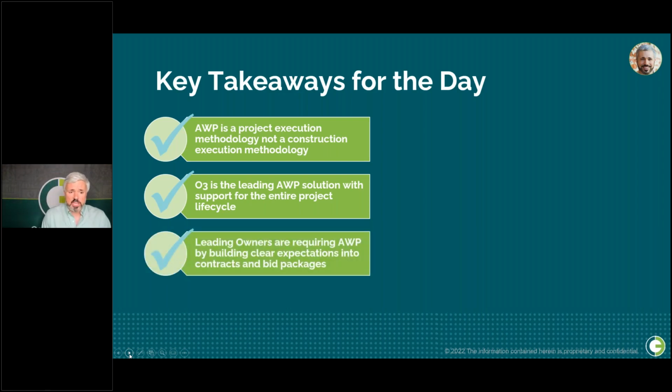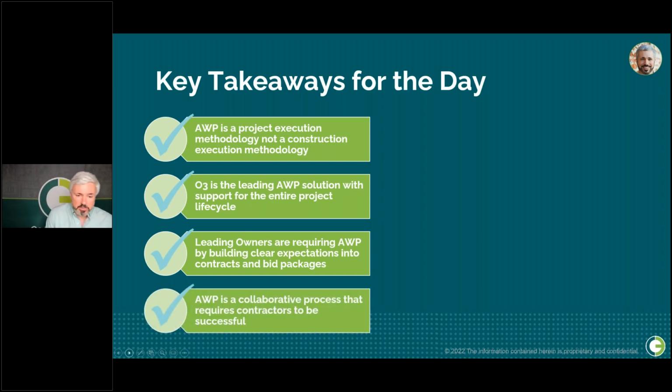Third, the leading owners are requiring AWP by building clear expectations into their contracts and bid packages. We heard Shell talking about it today. So this is a requirement. So if you're a contractor who isn't doing AWP, you will either be doing AWP soon or you won't be doing business, because this is just something that's being required by more and more projects. And AWP is this collaborative process that requires the contractors in order to be successful. You can't have successful AWP on a project if the contractors are not involved with the technology and the process. The construction contractors and engineering contractors are just a core component of that overall project execution group that's required for AWP.